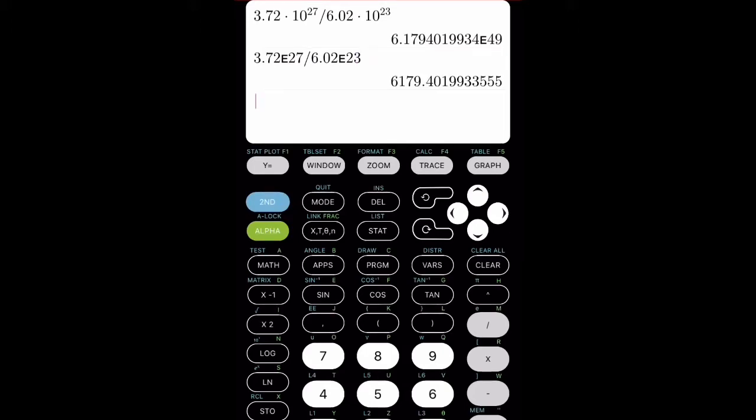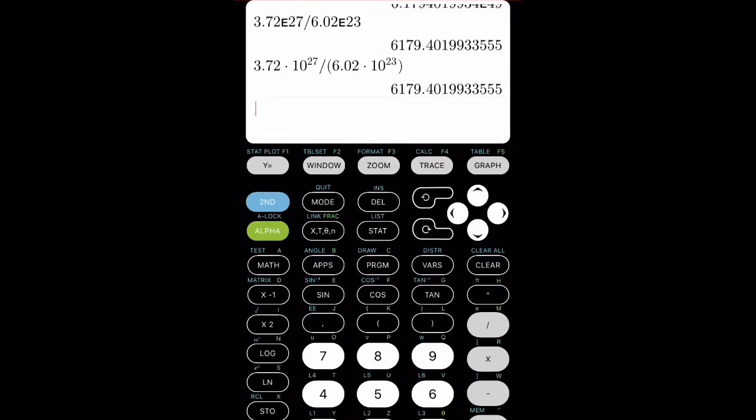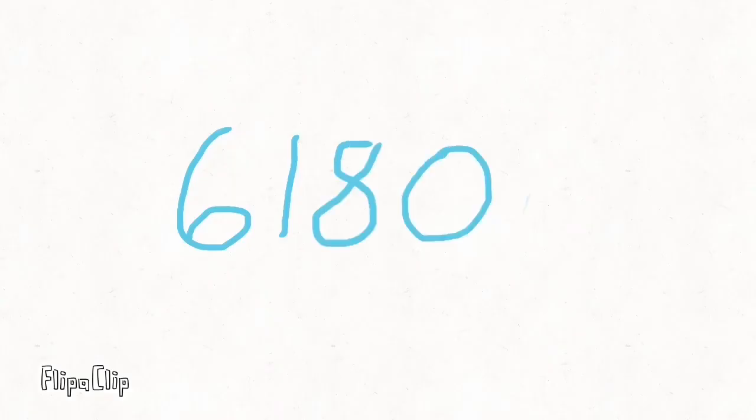If you really insist on using the caret method, that's fine. But keep in mind, for the calculator, you will need to put the denominator, in this case 6.02 times 10 to the 23rd, all in parentheses. This way you let the calculator know to divide by the entire 6.02 times 10 to the 23rd and not just the 6.02. And it won't put that times 10 to the 23rd back in the numerator. So there you have it, 6180 moles, a much more manageable number.